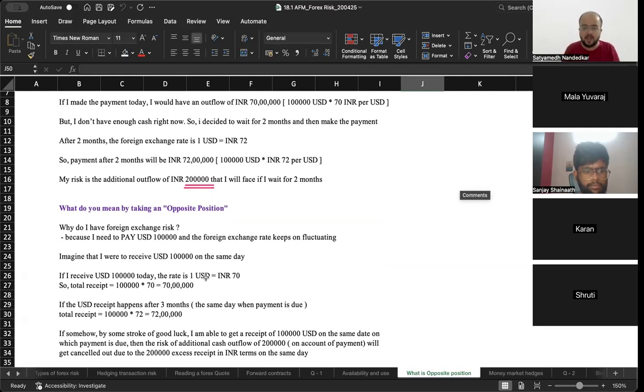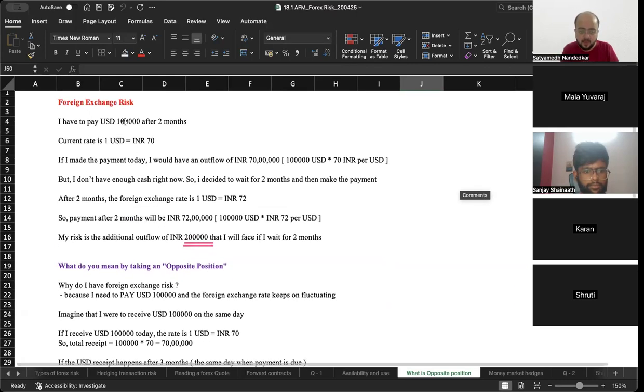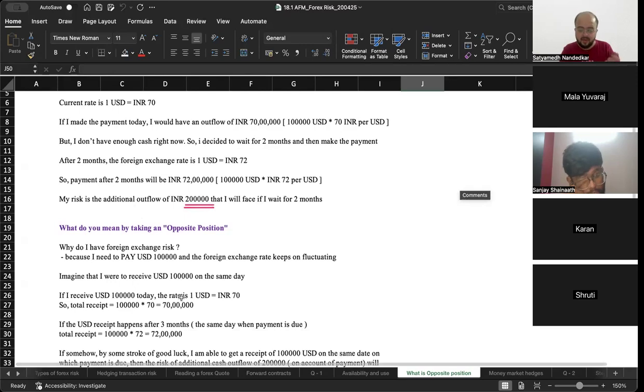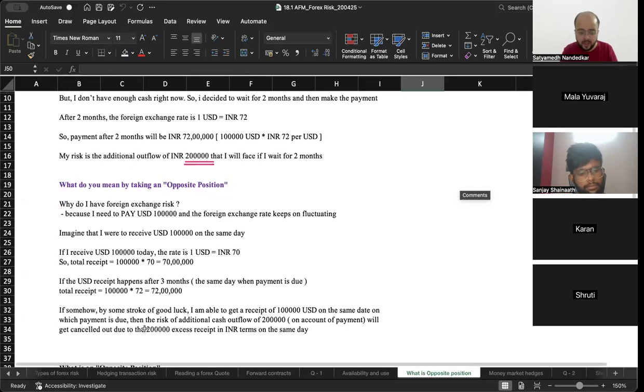I force him to make the payment to me on the same date on which I am supposed to pay my supplier. I was supposed to make a payment of 1 lakh, and now I have created an opposite position in which I will end up receiving 1 lakh. If I were to receive 1 lakh dollar today, I would have received 1 lakh into 70, that is 70 lakh. If I wait for 2 months, how much will I receive?